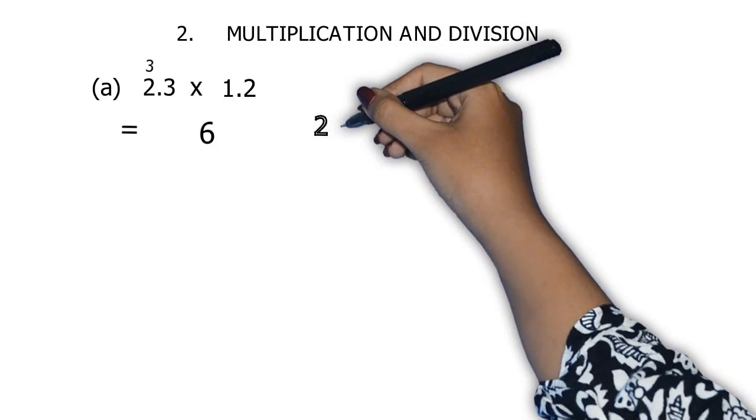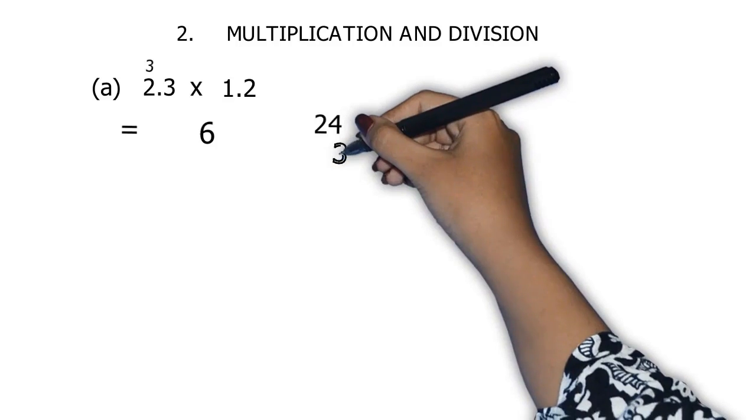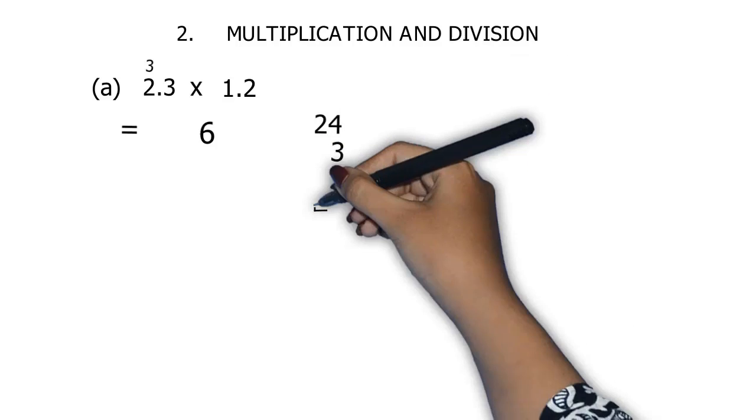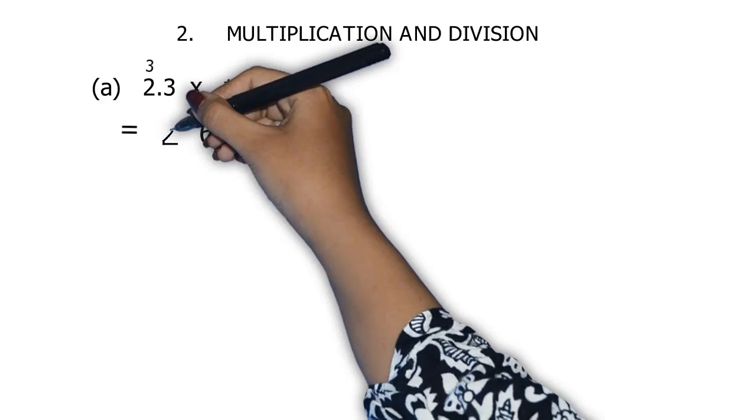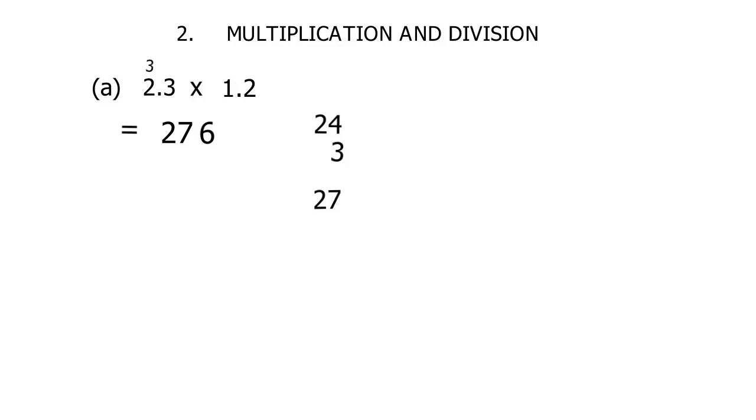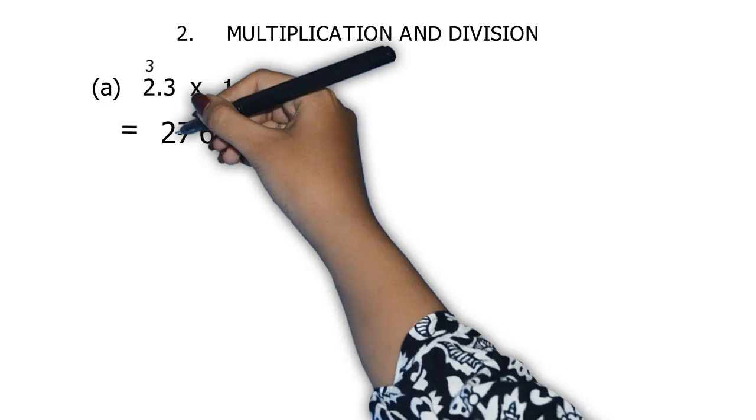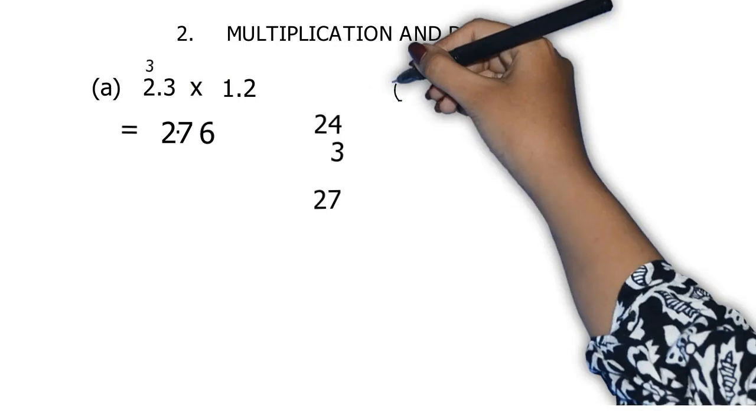12 into 2 is 24, the carry 3 we are going to write below, and after adding both of them we get 27. So we write 27, we get 276. Now we're going to place the decimal. Since we have 2 digits, before the 2 digits we're going to place the decimal.